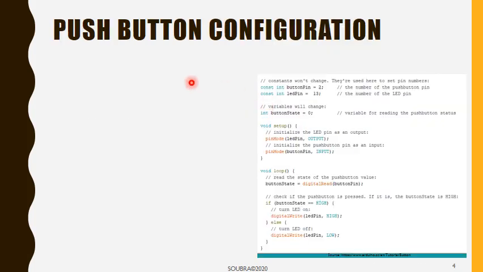Alright, so here's a first example. What you need to learn about the language that we're using with Arduino is that we always have at least two functions in any Arduino program. Basically the setup function and the loop function.